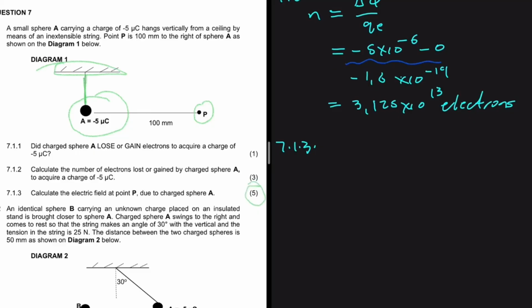We're waiting for 5 marks, which doesn't make any sense because this question is very simple and straightforward. We don't deserve 5 marks. But anyway, the examiners make the rules.